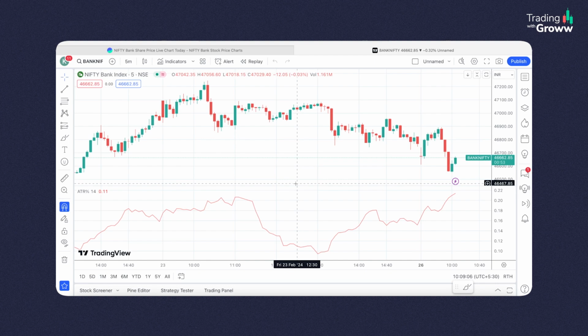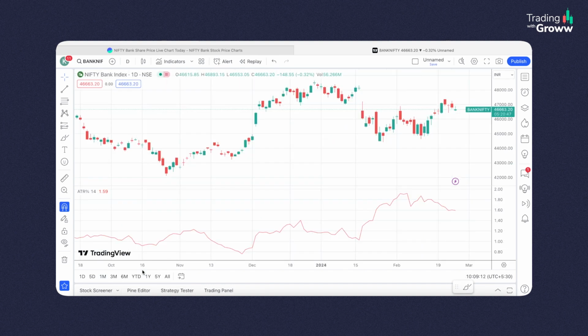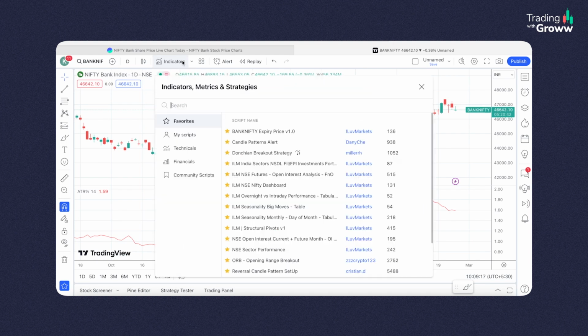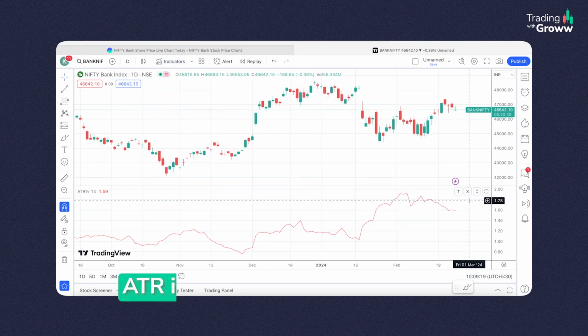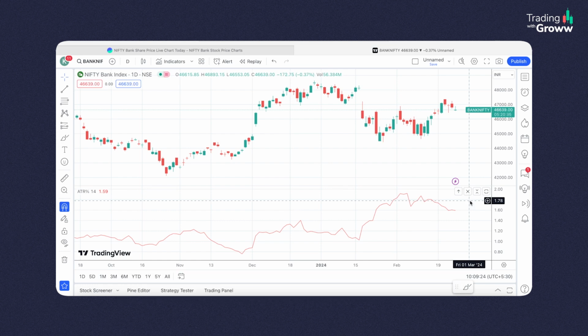The current chart that you are seeing right now is the Bank Nifty chart. I've opened it in TradingView. If you see this ATR, I have added the ATR indicator in percentage terms. Instead of adding the normal ATR, there is an option where you can add ATR in percentage terms. That will show you how much percentage this specific index or underlying instrument is going to move based on these ATR indicator levels.